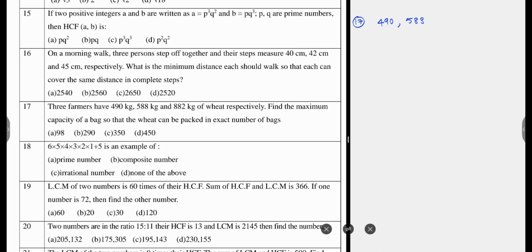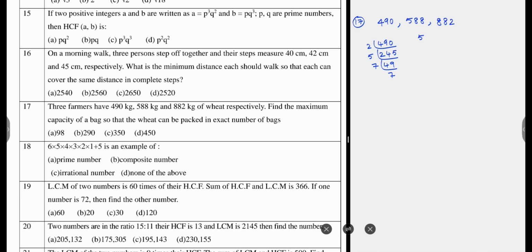588, 882. So factorization again. 490, 2 table, 2 2s are 4, 2 4s are 8, 2 5s are again. You can take 5 table, 5 4s are 20, 5 9s are 45. Now 7 table, 7 7s are 49.